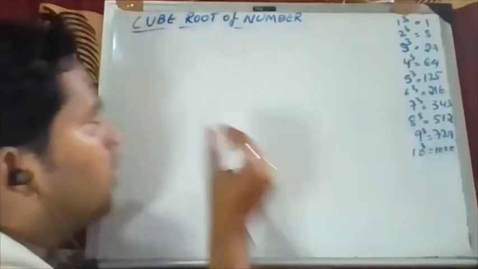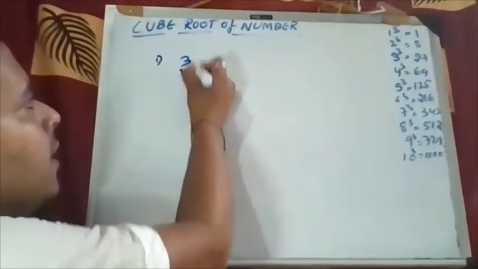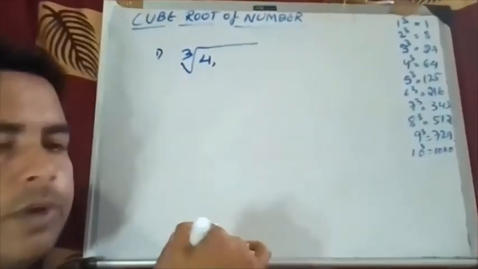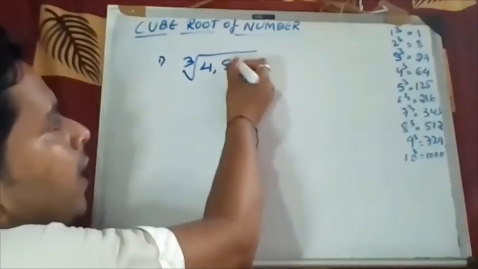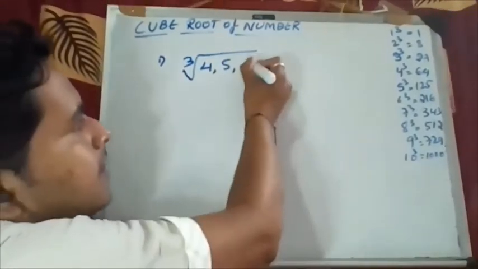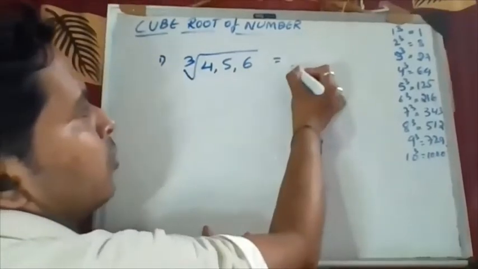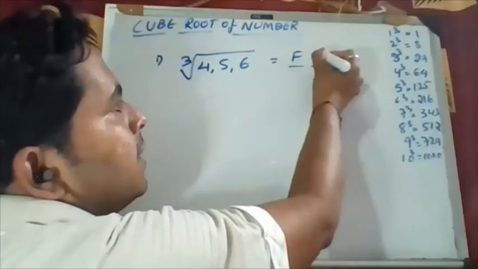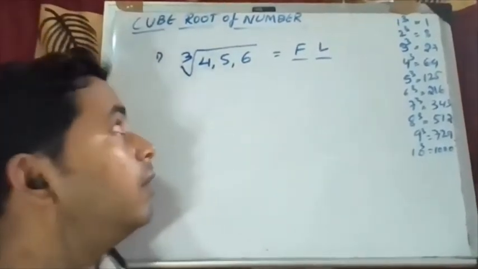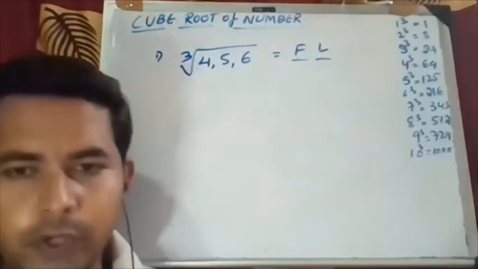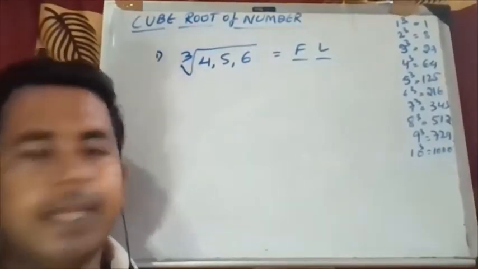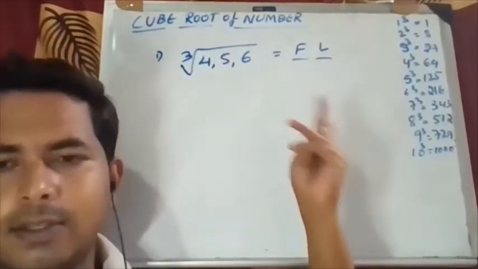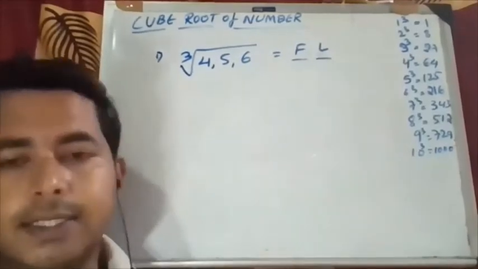Whenever you are finding the cube root of a 4-digit, 5-digit or 6-digit value, the cube root will always be 2-digit, that is, a first digit and a last digit. Only a 2-digit value will come as the cube root.